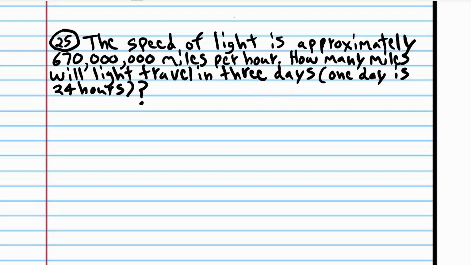The other way you can do it is you can take 3 days and convert 3 days into hours. How many hours in 3 days? Then you figure out how many hours, and then you multiply it by 670 million to get the final distance. And we're looking for a distance. How many miles will light travel in 3 days?